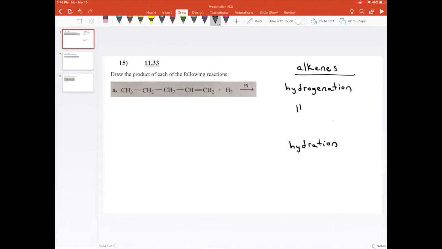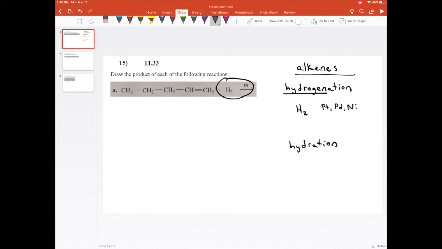Hydrogenation is when you add hydrogen gas, and so you can see the word hydrogen there, and then a catalyst, and the catalyst is either platinum, palladium, or nickel. So if you see those in the reactants, then you know it's hydrogenation.